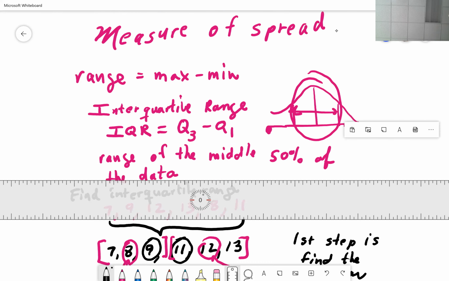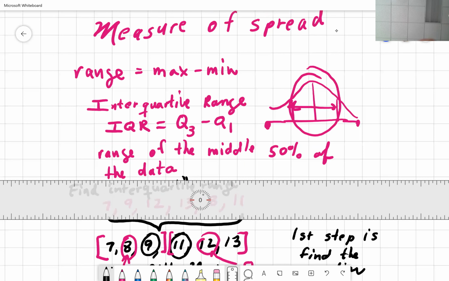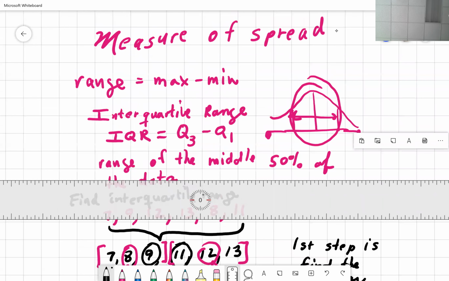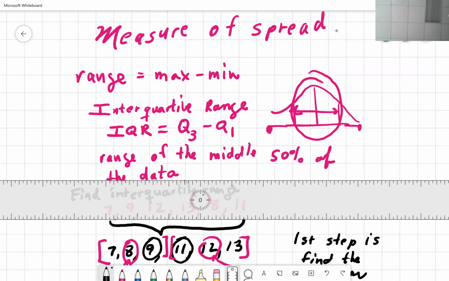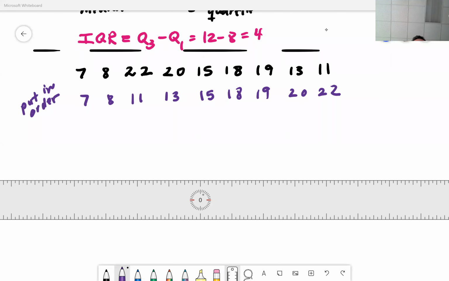All right, and then we pause it. So let me go ahead and pause the recording. Okay, so I put the numbers in order there.